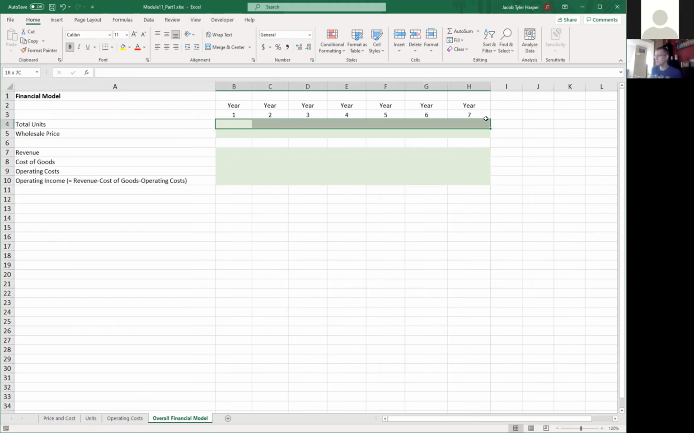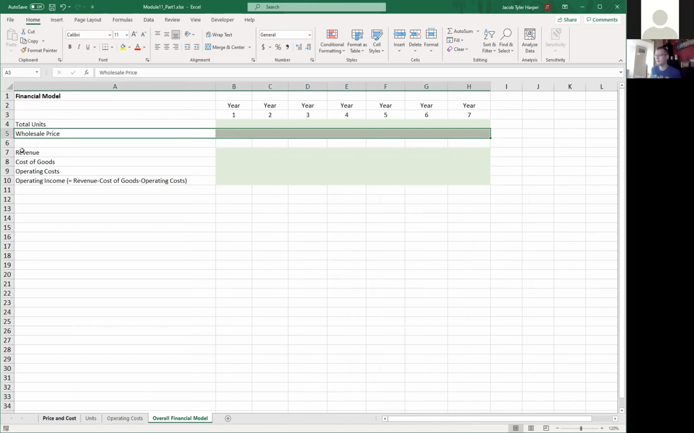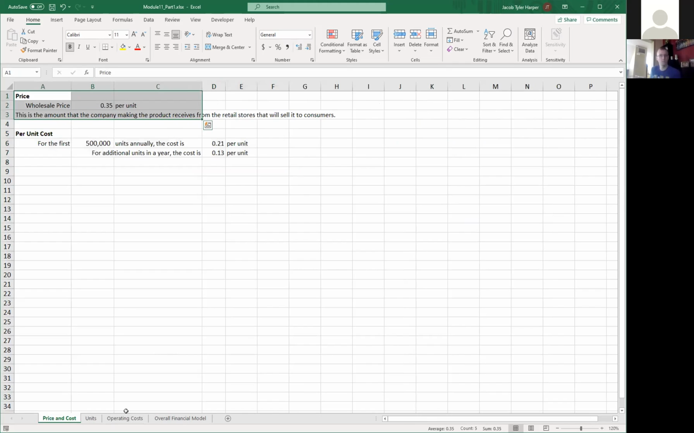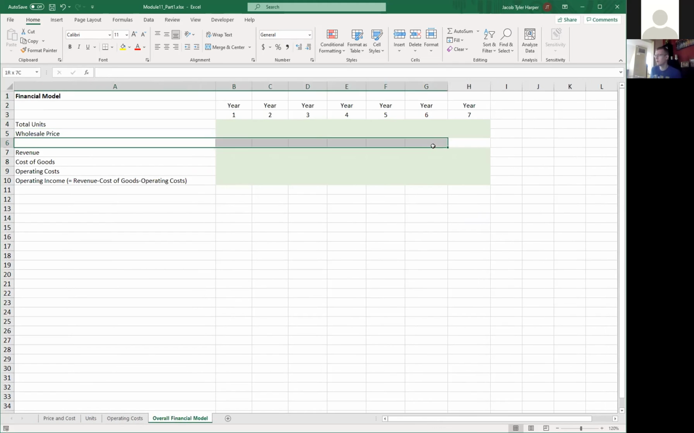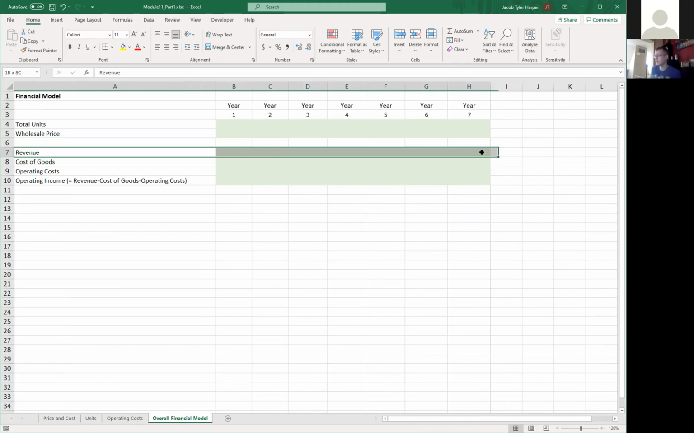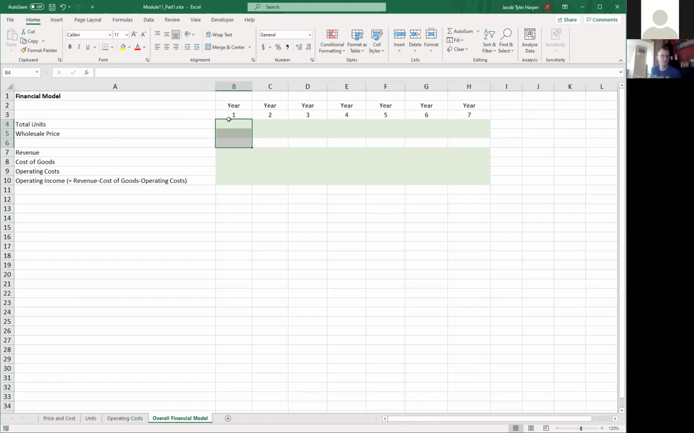So total units, we've actually already computed that on the units tab. Wholesale price, that's that 35 cents per unit number. And revenue is actually the first new thing on this tab. Revenue, though, is very simple. You just use the 2 rows above it. It says units times price. That's always what revenue is.